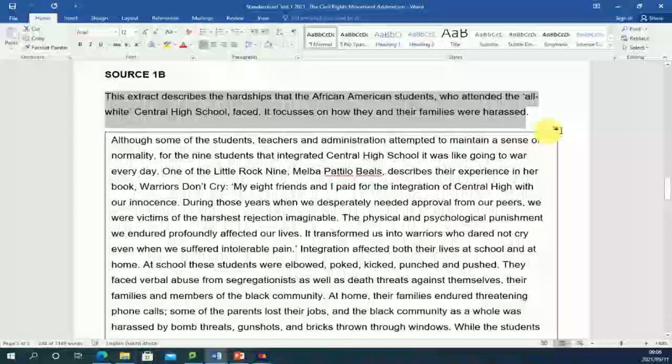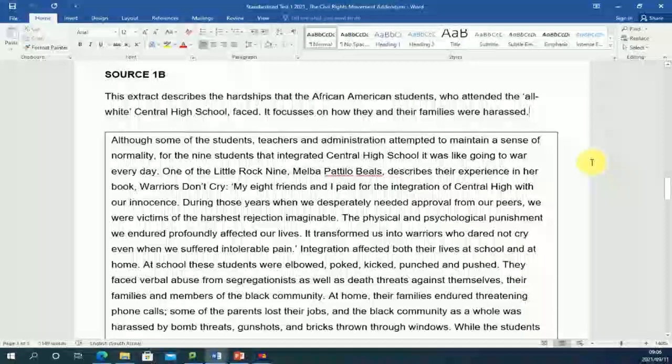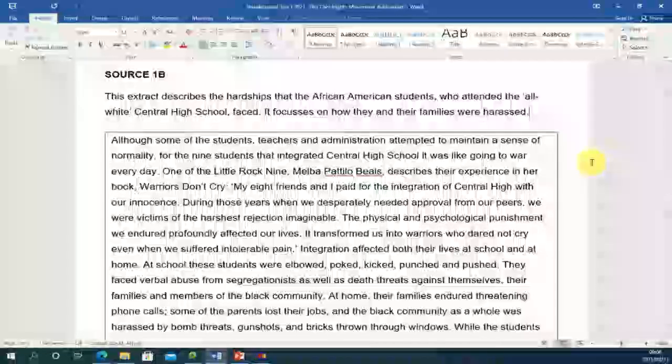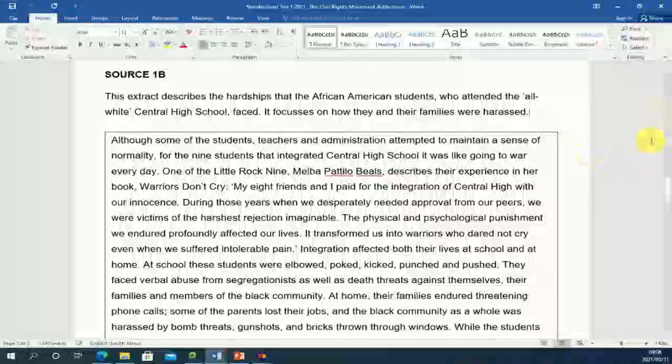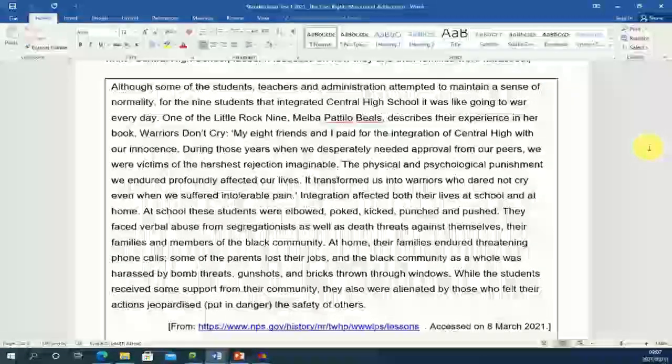So this extract describes the hardships that African American students who attended the all-white Central High School faced, and it focuses on how they and their families were harassed. Although some of the students, teachers, and administration attempted to maintain a sense of normality, for the 9 students that integrated Central High School, it was like going to war every day. One of the Little Rock 9, Melba Patillo Beals, describes their experience in her book, Warriors Don't Cry.